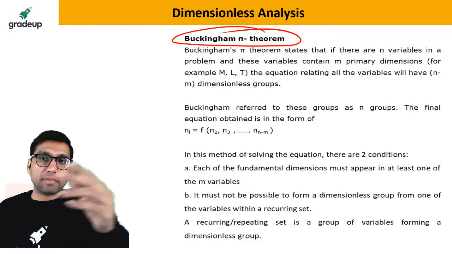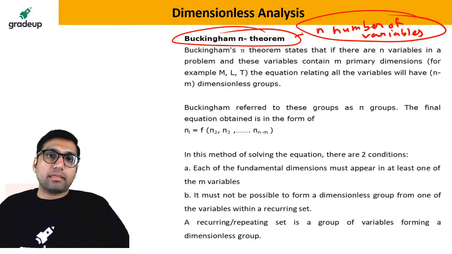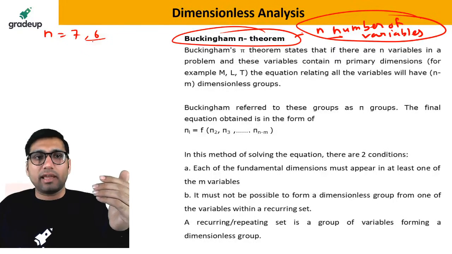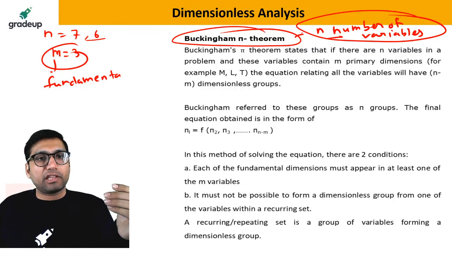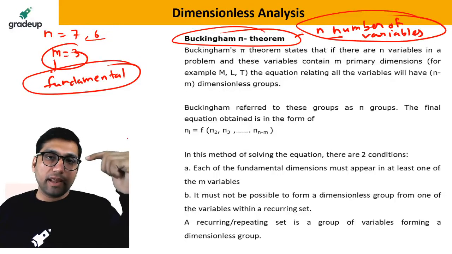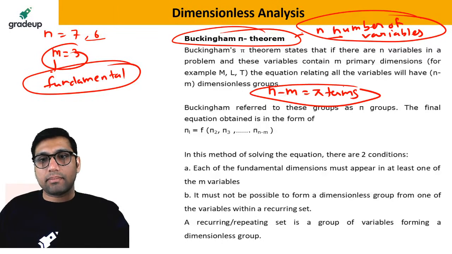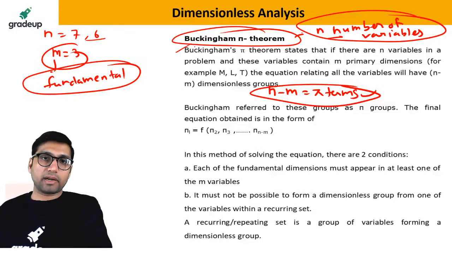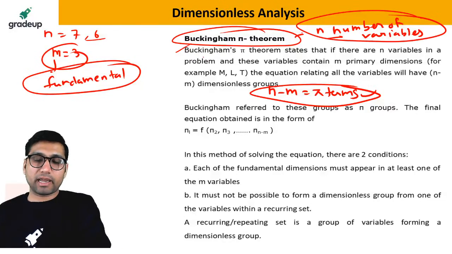Next method is Buckingham Pi theorem. This method is used for n number of variables. Let us say there is an equation in which we have n variables. N can be 7, it can be 6, anything. And m is equal to 3, m is the number of fundamental dimensions. So according to Buckingham Pi theorem, how many dimensionless groups can be formed? We can form n minus m pi terms. Pi dimensionless terms can be formed, and by using these pi terms we can find the relation. If we have to find the relation for more than 4 variables, we use Buckingham Pi theorem.